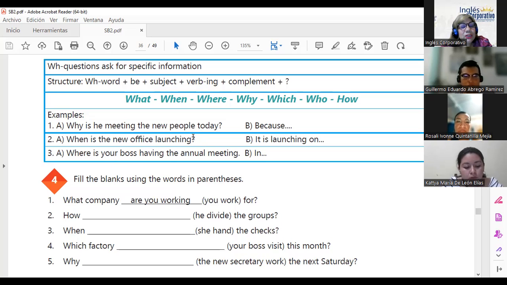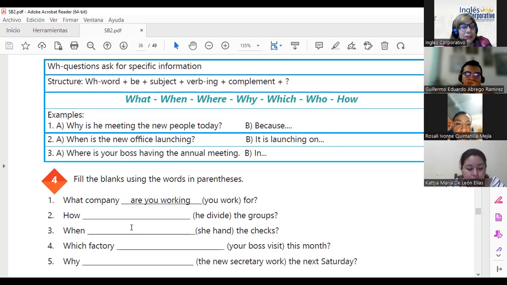Now, in number two, for example: when is the new office launching? You see the WH question word, the verb to be as an auxiliary, the subject, the verb with ing. When you ask about when, it's because you are asking about time. Time in general can be month, day, year, the hours, the minutes. The answer here is launching on, because it begins with on, we are going to mention a day, because when you say days, we use on Monday, on Tuesday. Number three: where is your boss having the annual meeting? And here you mention the place.